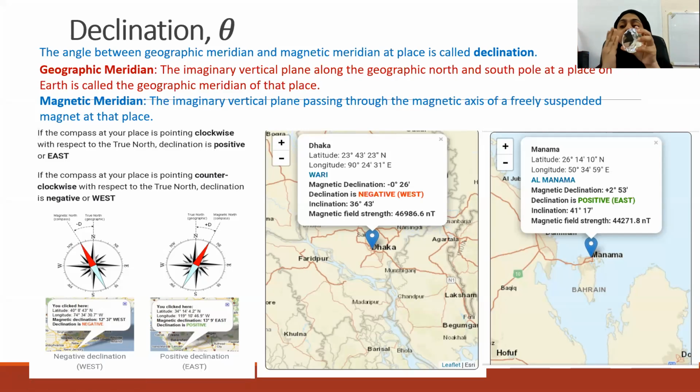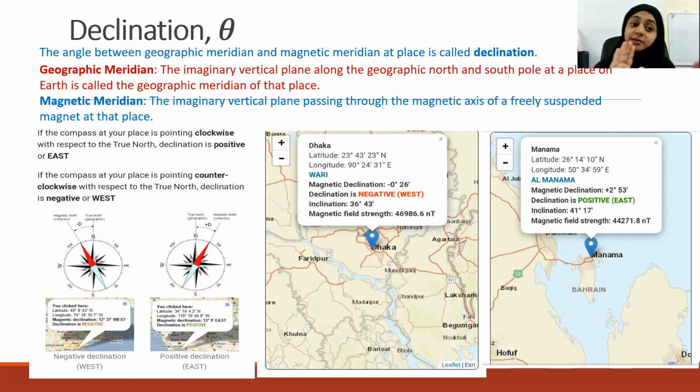If I cut from here, it will be a plane passing through the geographic axis. If I cut from here, it will be another plane. So each point on Earth's surface will have a different geographic meridian. Is that clear? What is geographic meridian?